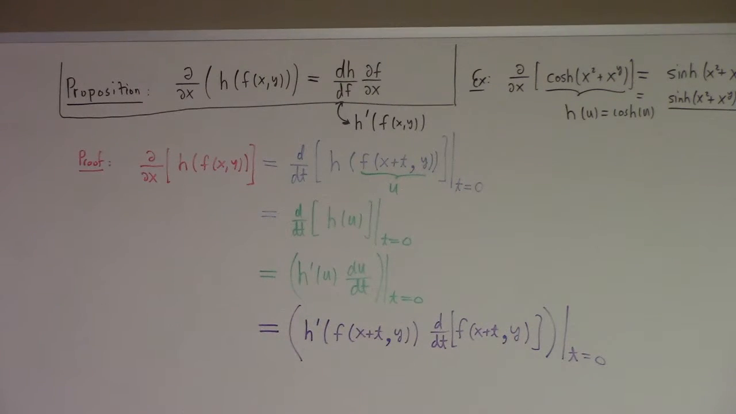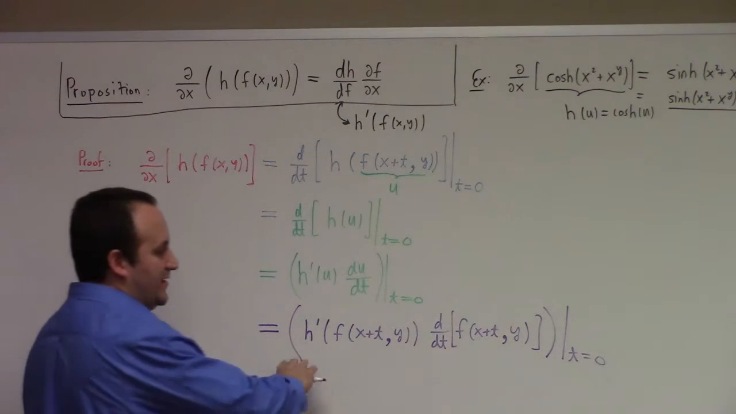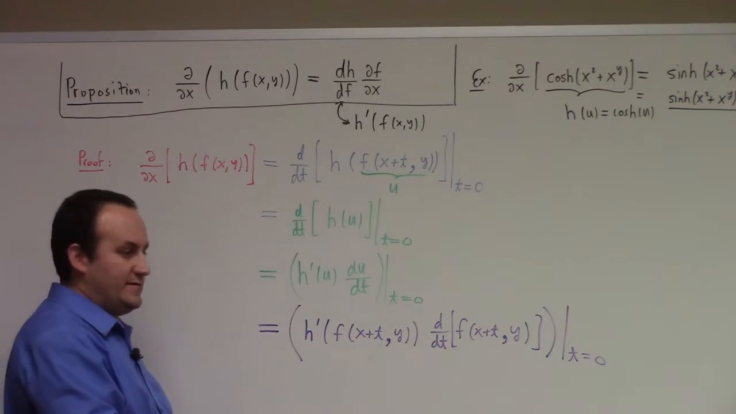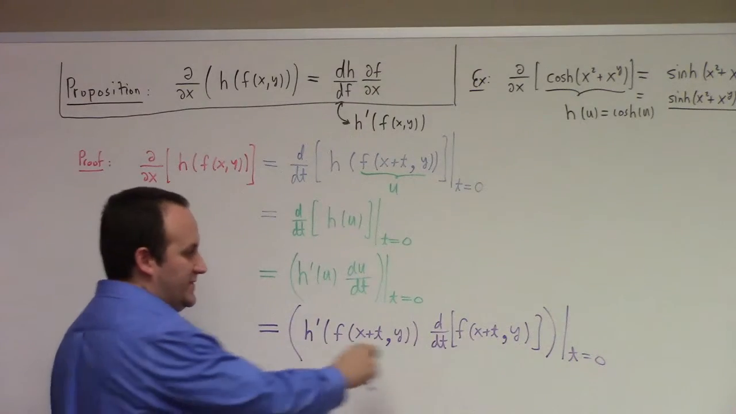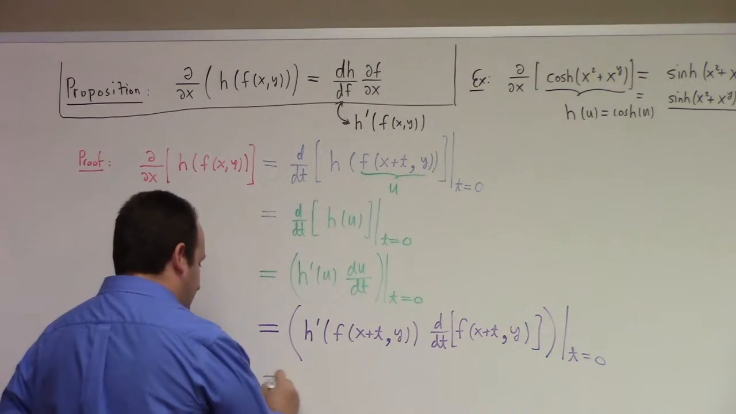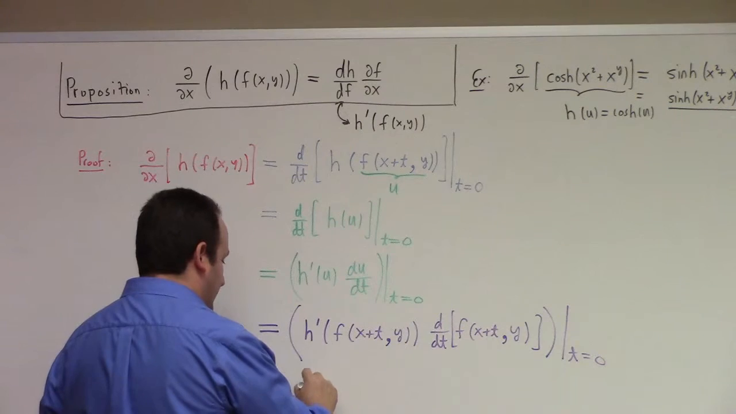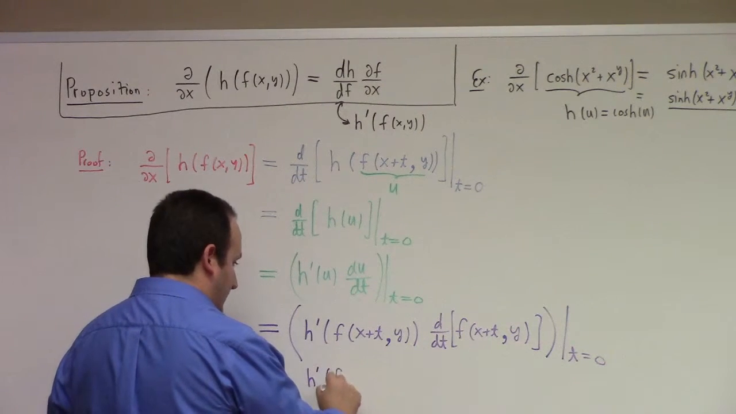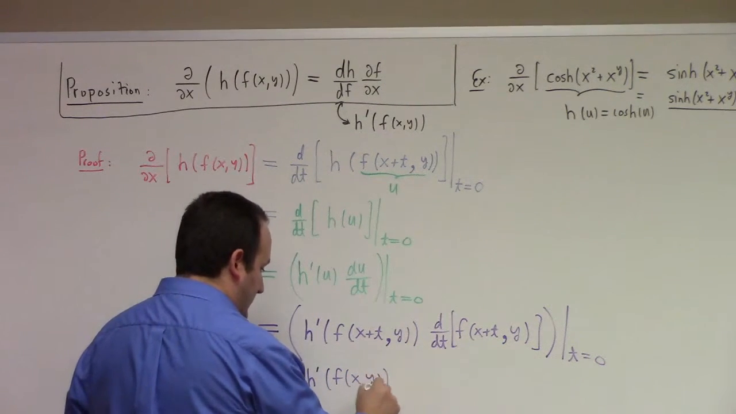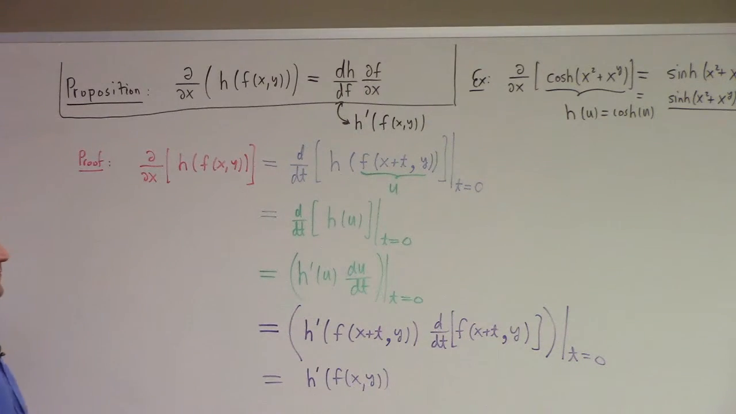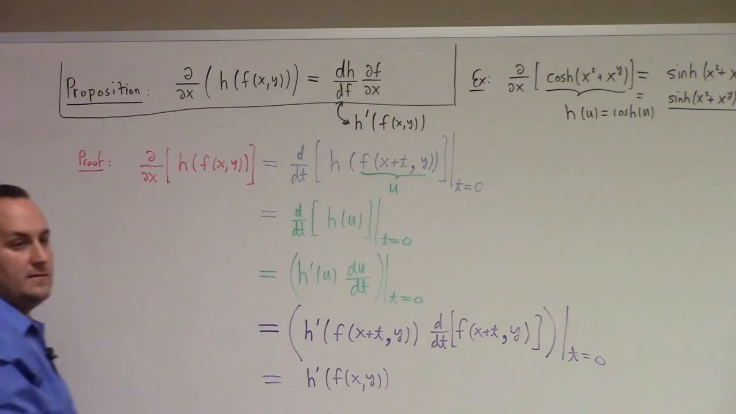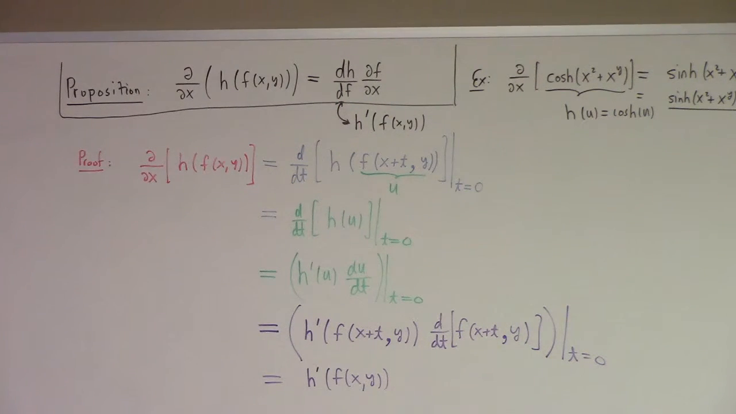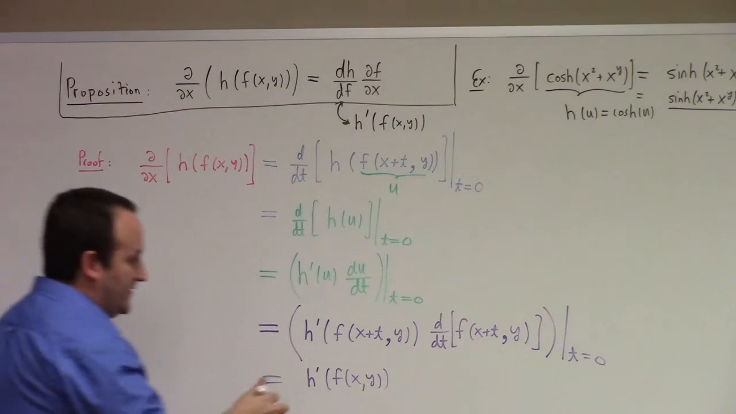So what is that? If you evaluate the product of two things at time 0, it's the same as evaluating the first one at time 0, and then evaluating the second one. You can easily see this evaluation at time 0, you can just set things equal to 0. So the first thing I've got is h prime of f of x comma y, which is half of what we want. That's the dh/df term, h prime of f of xy, the derivative of the outside function evaluated at the inside function. And what's all this?